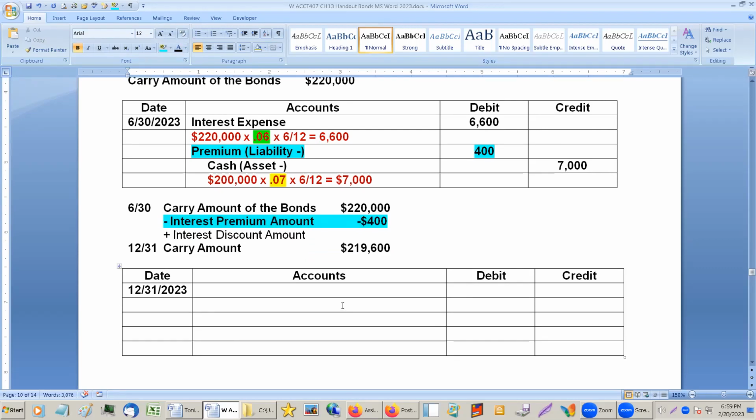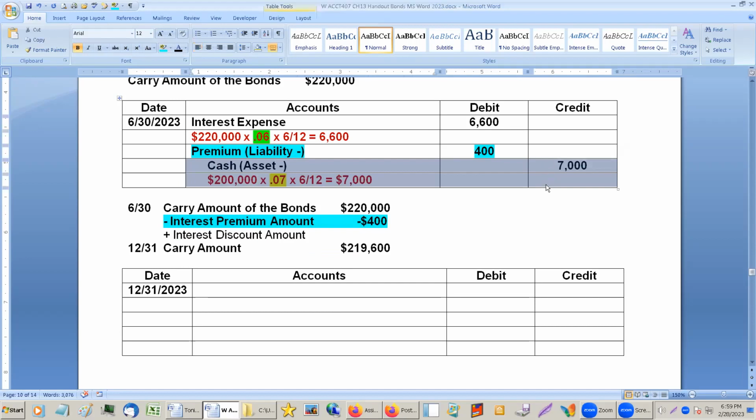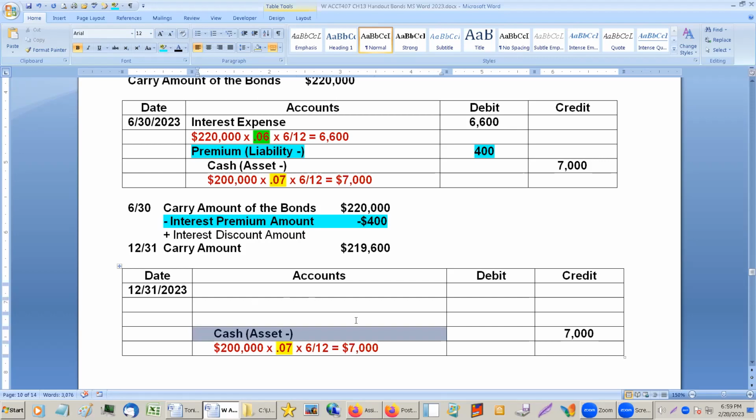Okay, so here's how this changes. The cash is going to be exactly the same. The cash is stamped on the bonds. It'll be exactly the same. It has to be the same. It's a legal document saying that we're going to pay 7% twice a year on 200,000.